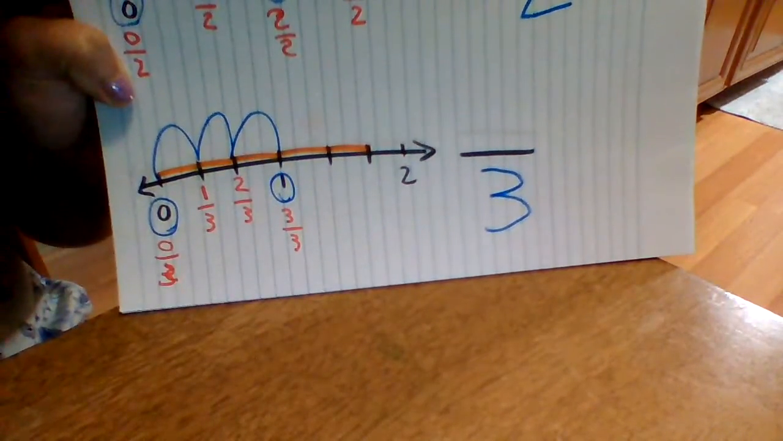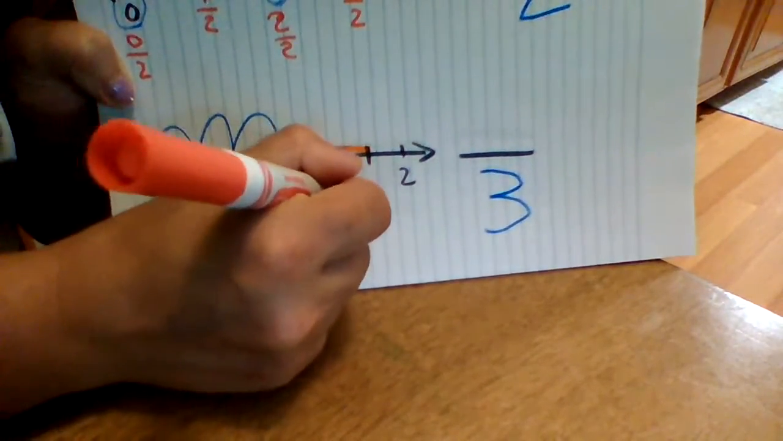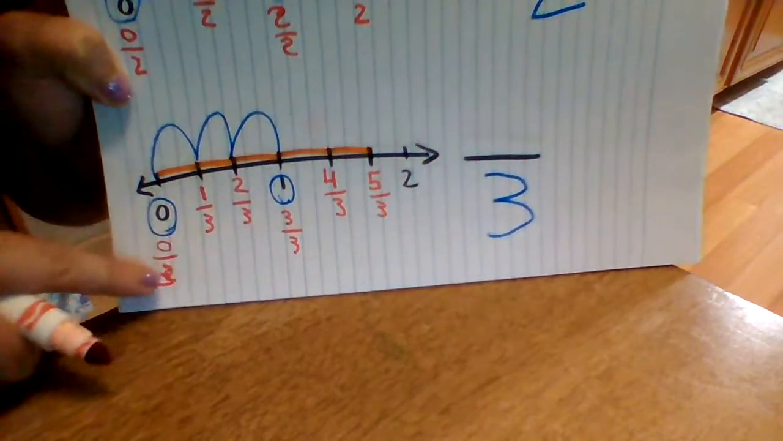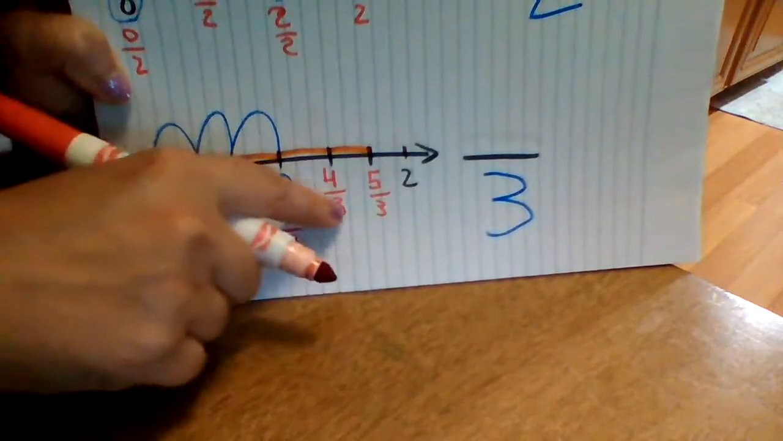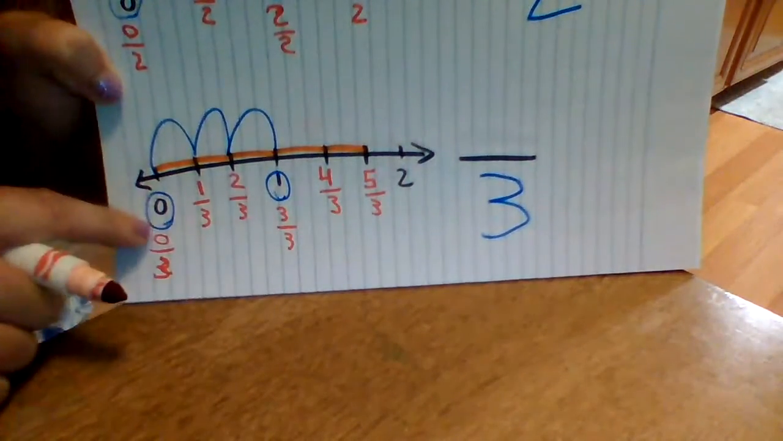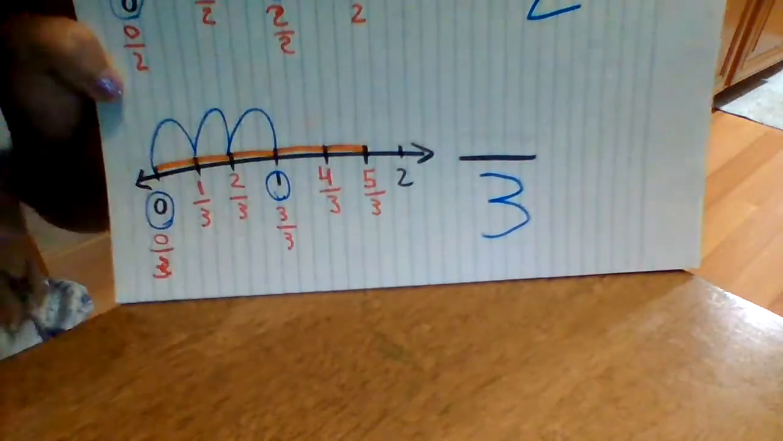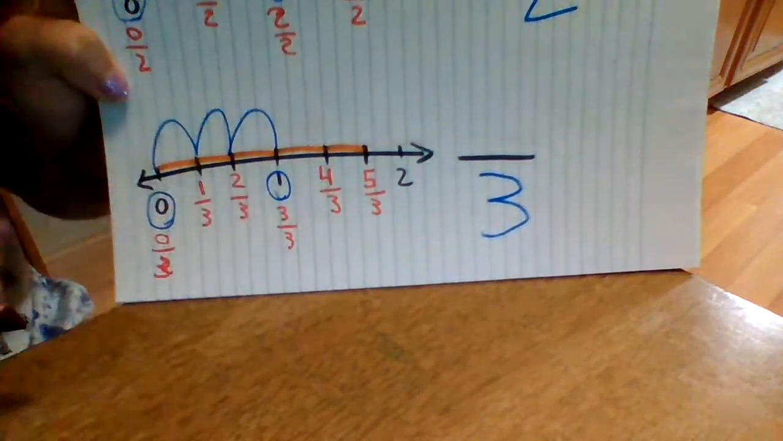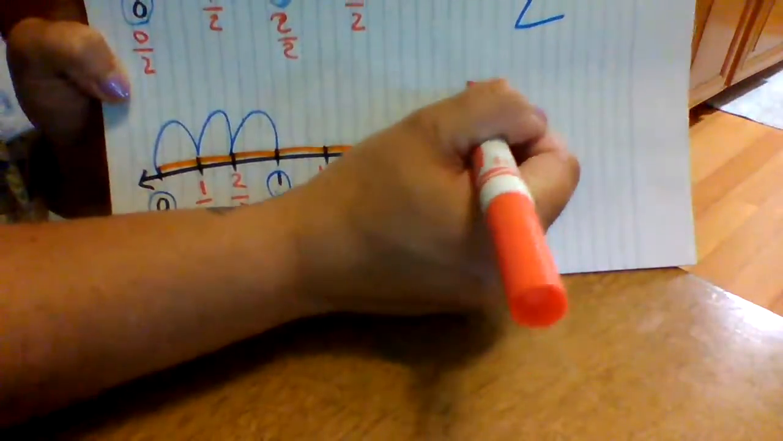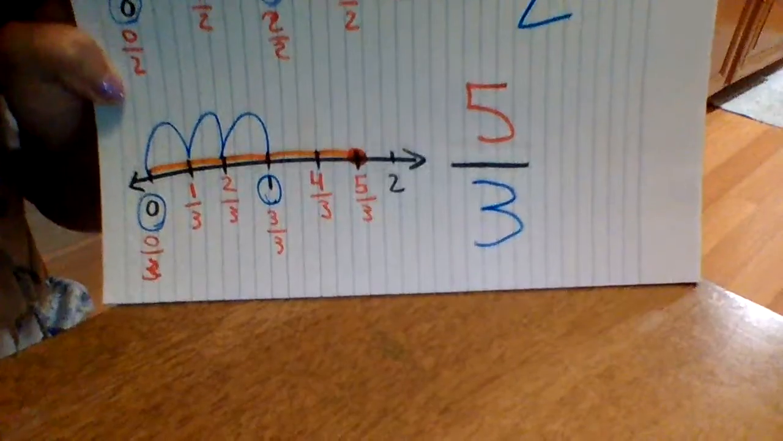Am I done? No, I'm going all the way down to the end of the shaded part, right? 4 thirds, 5 thirds. Does my denominator ever change? Thirds, thirds, thirds, thirds, thirds, thirds? No. Halves, halves, halves, halves? No. Your denominator never changes. The only thing that's changing is our numerator. We start at 0, and then we count 0, 1, 2, 3, 4, 5. So our numerator counts by ones while our denominator stays the same. And we stopped here at the end of the shaded part. So our numerator is 5. So this fraction is 5 thirds. Okay?